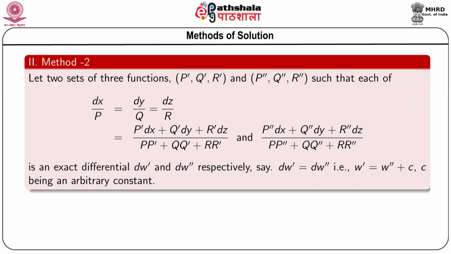Now, this is our given equation. This is equal to p dash dx plus q dash dy plus r dash dz by this, and this is also equal to the double dash version. Now, we have to choose p dash, q dash, r dash in such a way that it becomes a total differential or exact differential. So, let this be dw dash and this be dw double dash. If we equate these two quantities, then we will get a relation between the two integrals, w dash equals w double dash plus c. So, using this method we can find the integral curves.